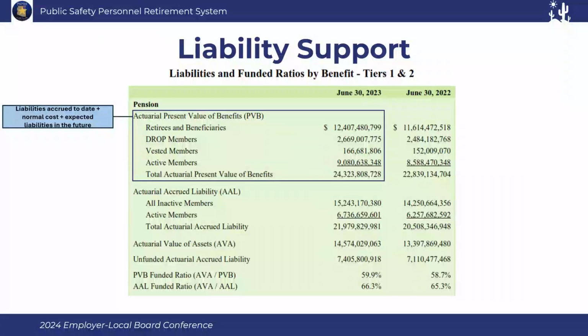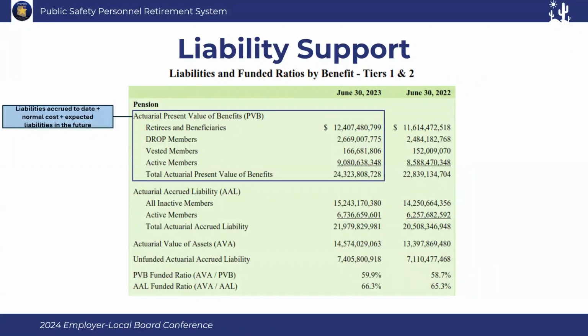PVB is something that PSPRS has been including in its reports for about 5 years now. You don't always see it everywhere, I'd say, in different actuarial valuations or different plans. But what it is, is a measurement of all the liabilities accrued to date, so your actuarial accrued liability, plus the normal cost, or the amount of the benefits that need to be financed in the next year, plus the expected liabilities in the future.